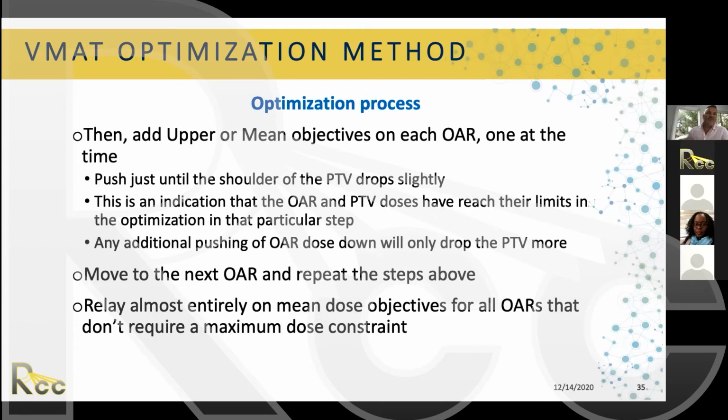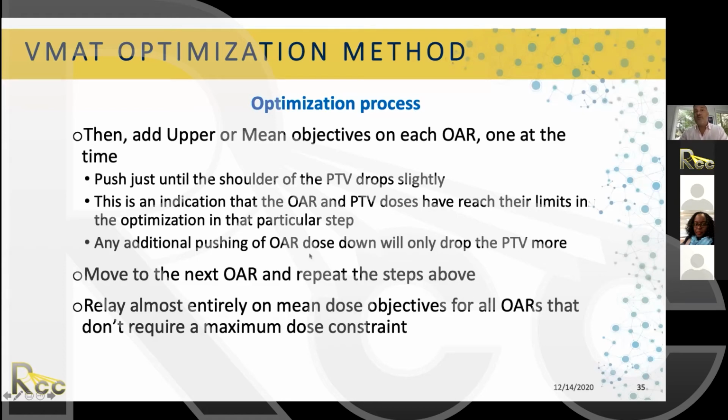You can predict that. For example, we know for a head and neck case that the parotids are the biggest problems, basically, because we spare them a lot and they're next to the target. So you're gonna be pushing these ORs doses until the shoulder of the PTV drops. This is an indication that the OR and the PTV doses have reached their limits in the optimization in that particular step that you're doing.